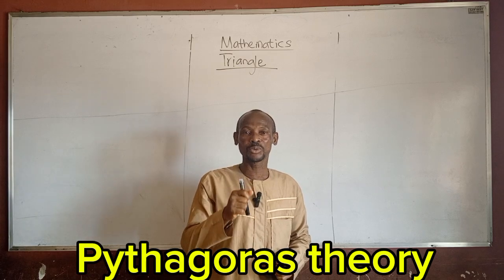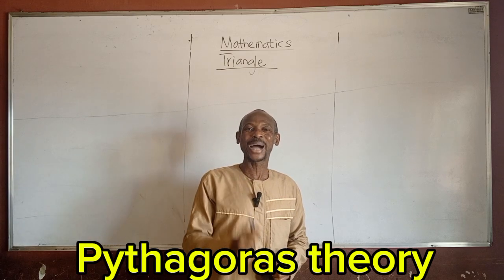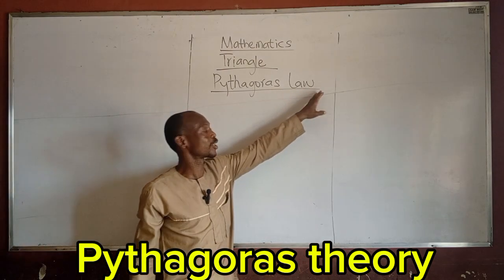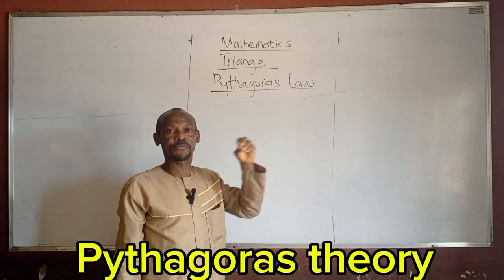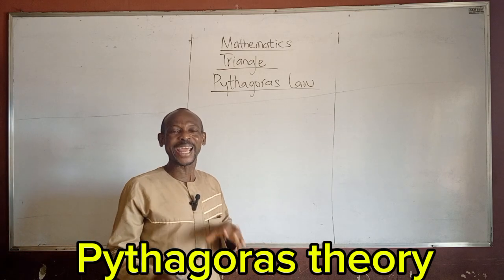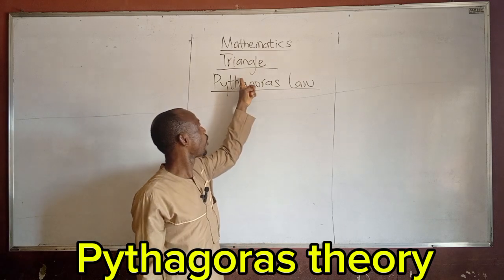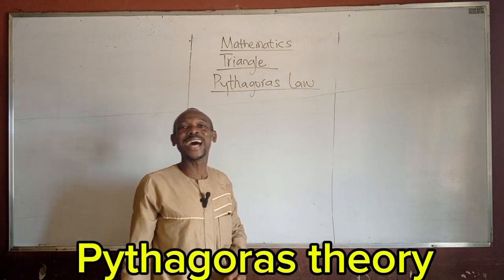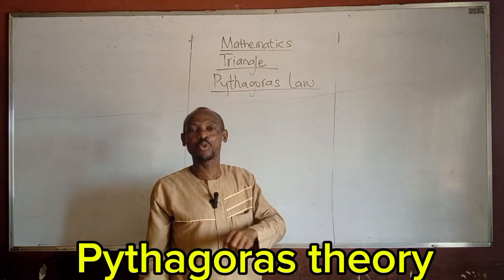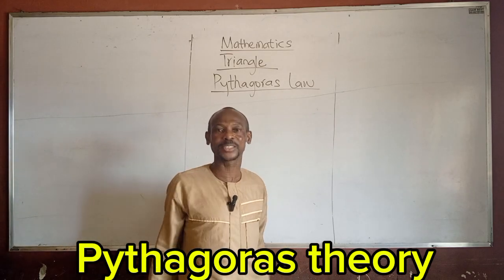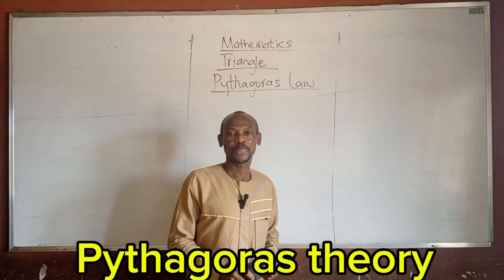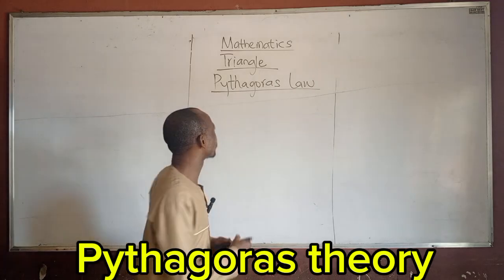We are going to use the law called Pythagoras theorem. So we will use Pythagoras law to calculate the length of a triangle. But this law of Pythagoras, we can only use it to calculate the length of a right angle triangle. Now what does this Pythagoras law talk about? Let us look at what a right angle triangle is.